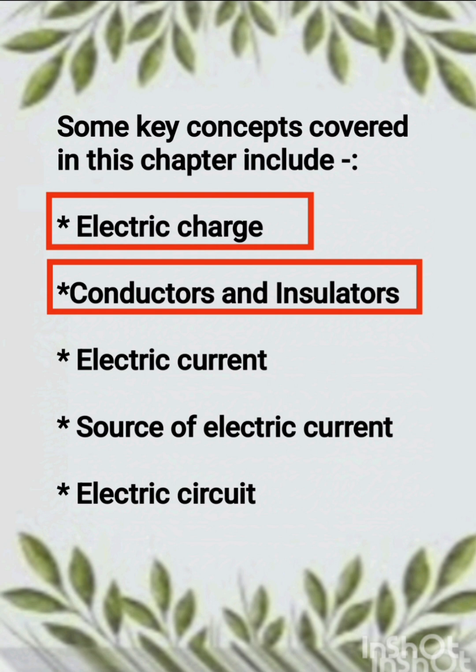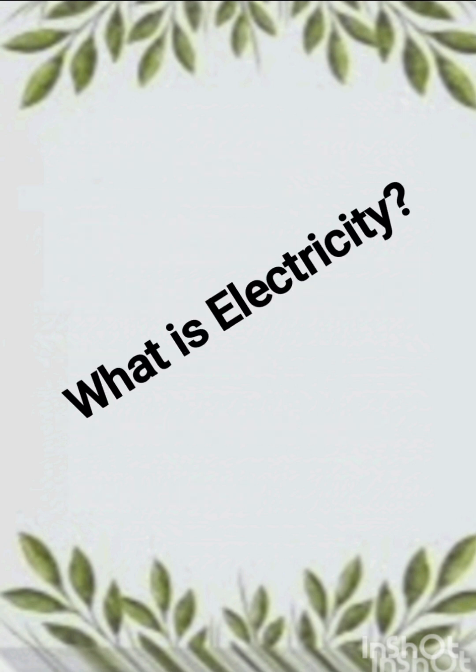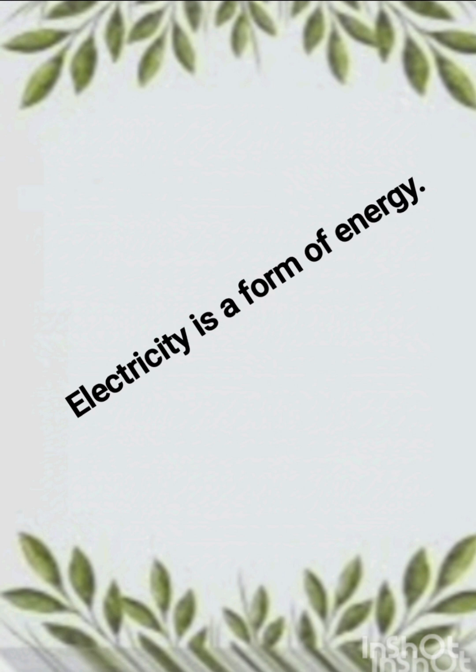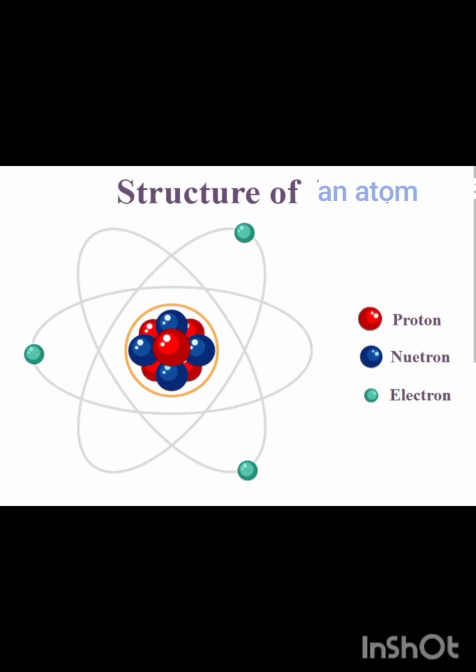Let's start this chapter. So, student, what is electricity? Electricity is a form of energy. To understand electricity, we must know about atoms first. So, what is an atom? An atom is the smallest particle of matter.